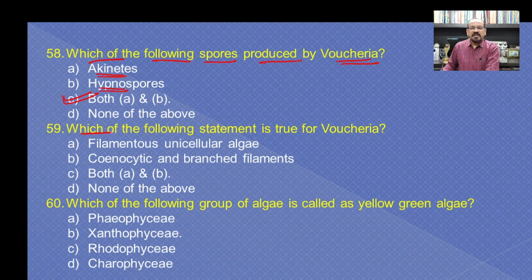Then which of the following statements is true for Vaucheria? Number 1, it is a filamentous unicellular algae, this is correct, while the coenocytic and branched filament is also correct, as there is a coenocytic condition, that is, without septum, there is formation of the unicellular condition, and hence both these statements are correct. Then which of the following groups of algae is called yellow-green algae? The members of Xanthophyceae are known as the yellow-green algae.